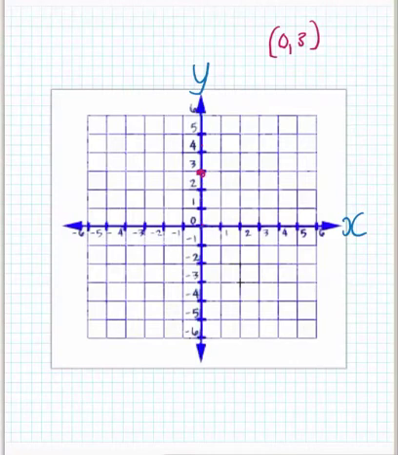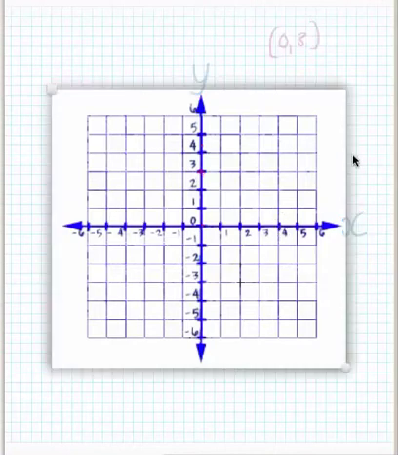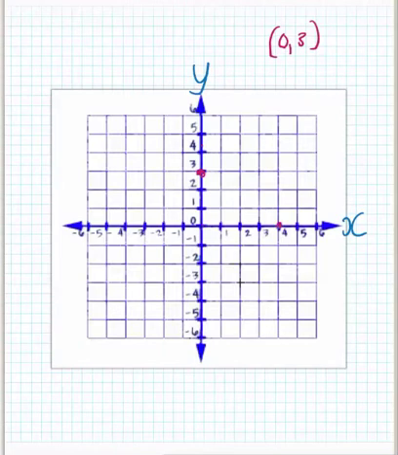The same thing happens for the x-axis. If we have a point on the x-axis, say x is positive 4, what's y? Y is 0. So for this point, x is positive 4 and y is 0. The trick is, whenever you see a 0 for the x or y value, you know straight away your point will be somewhere on one of these lines.